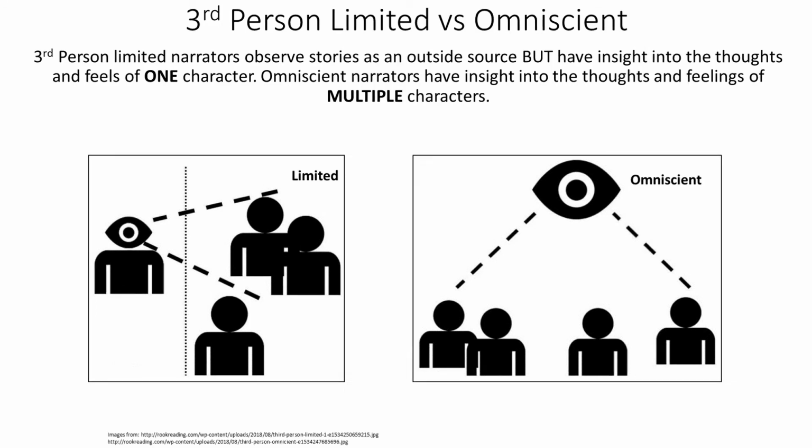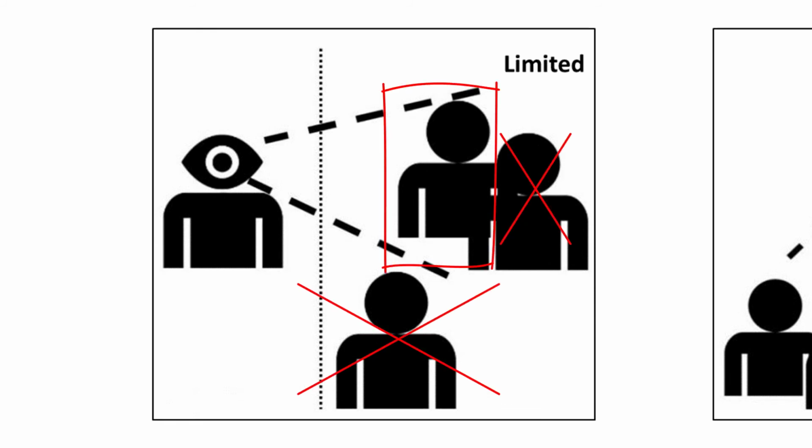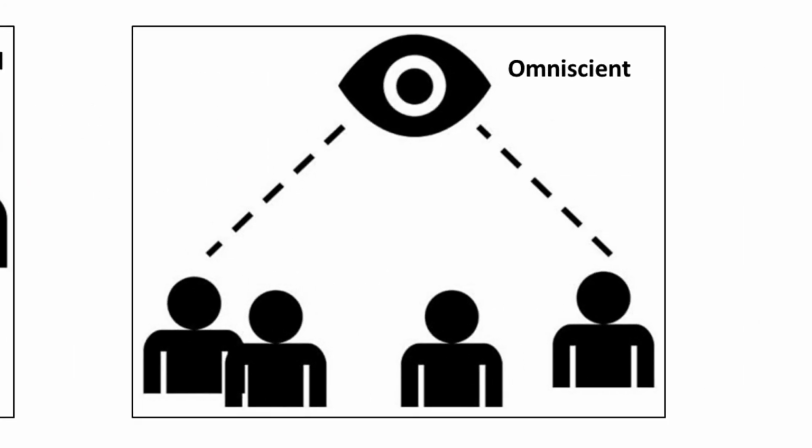And as you can see with the illustrations here at the bottom, with our limited narrator on the left, that third-person narrator is outside of our main characters, but he's only limited to essentially one of those characters in terms of what they're thinking and feeling. Whereas our omniscient character, he's up above everybody else, looking down. He has free range in his knowledge of the emotions and thoughts of all these characters.